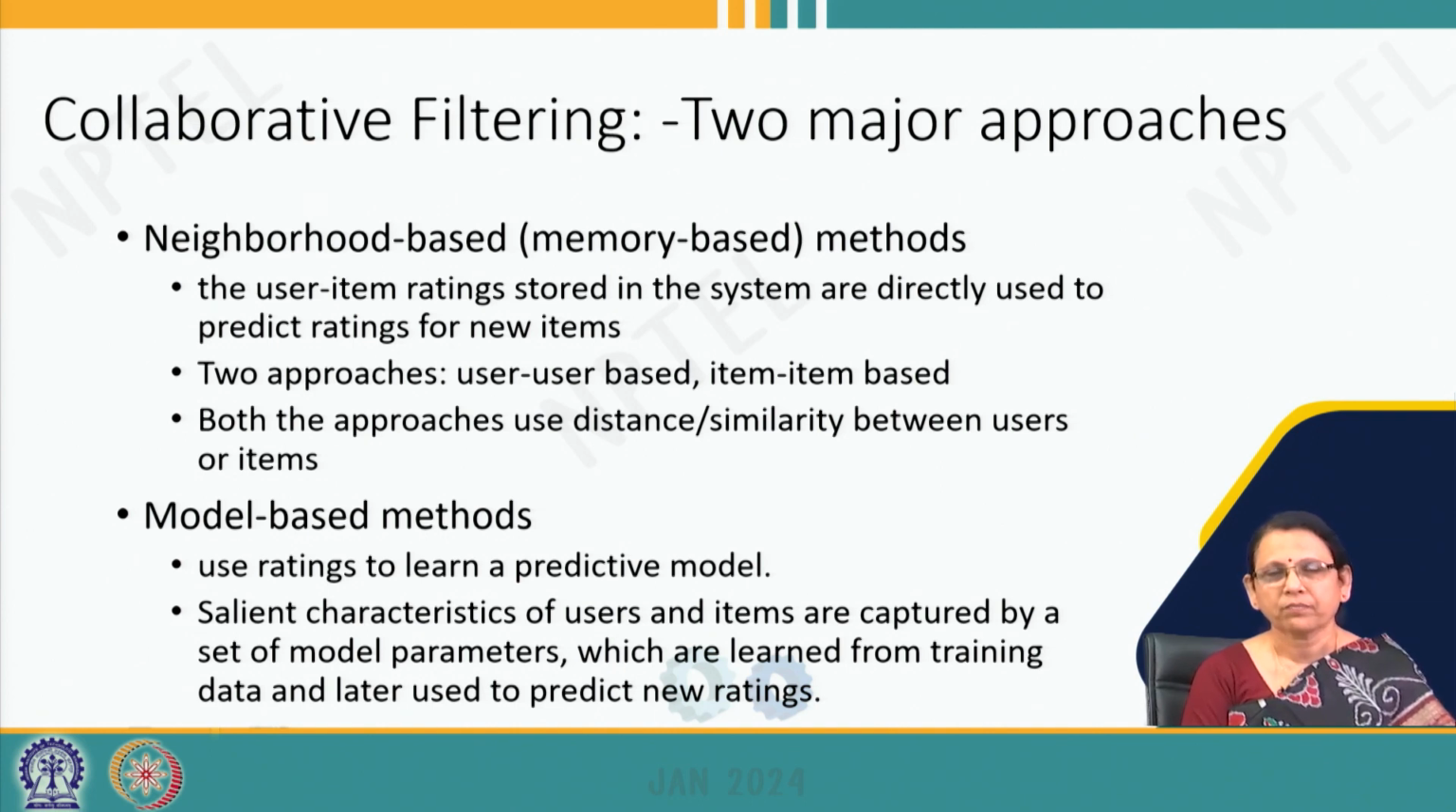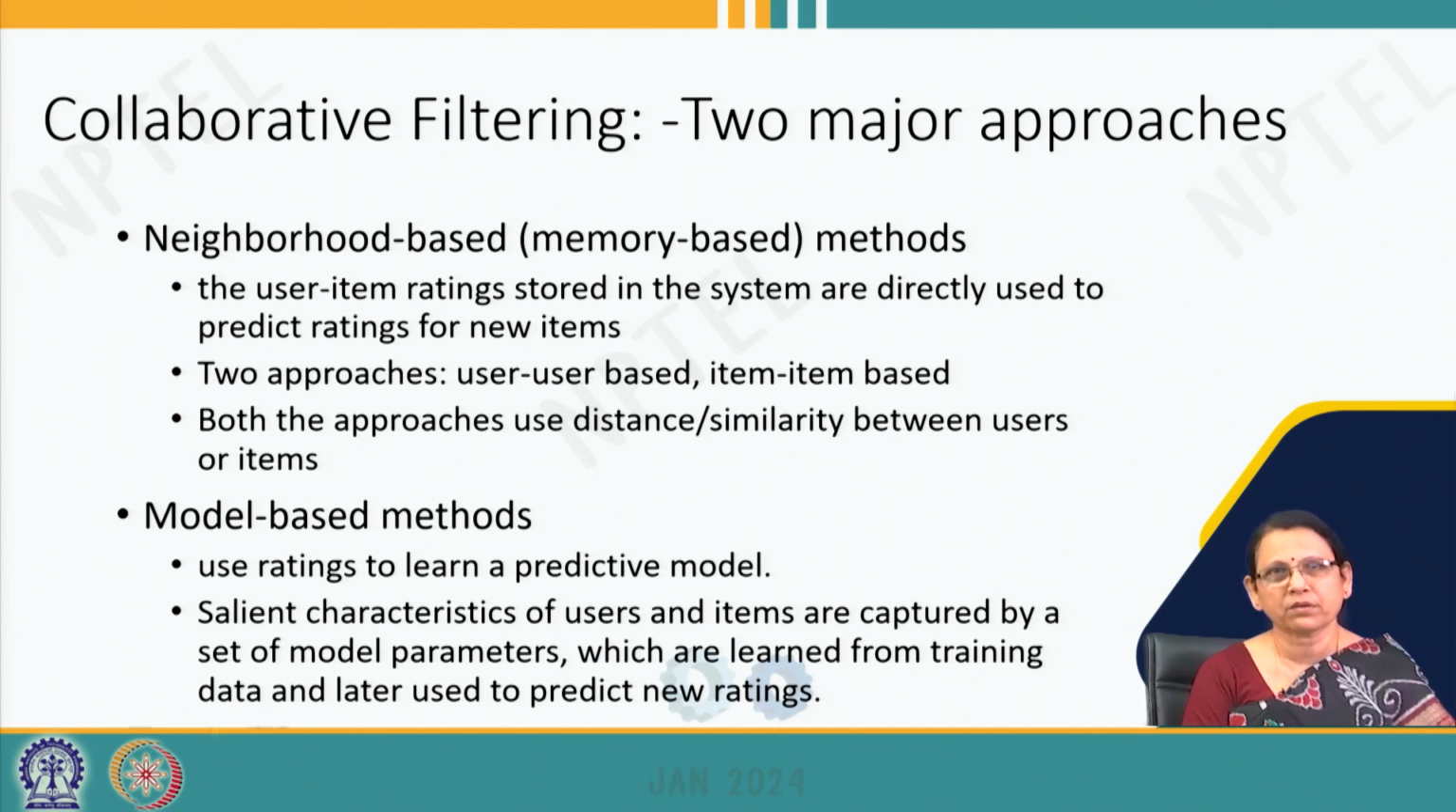To remind you, we started the discussion on recommender systems with three matrices: the user matrix, the item matrix, and the user item feedback matrix or the rating matrix. This is also called the utility matrix. This is the only matrix which is input to the neighborhood based method.